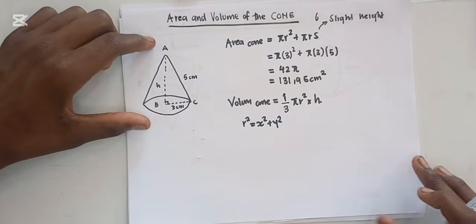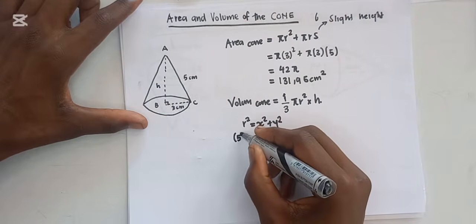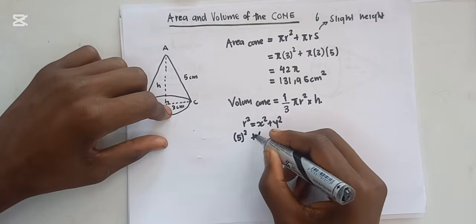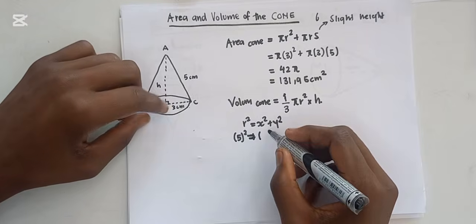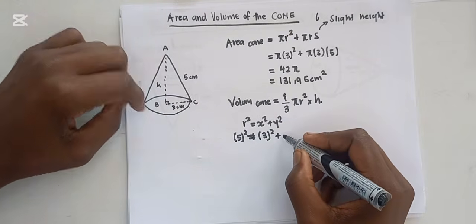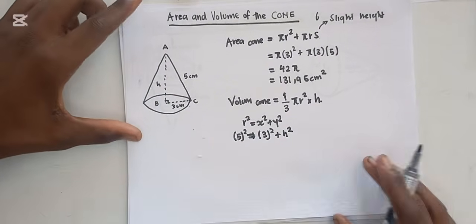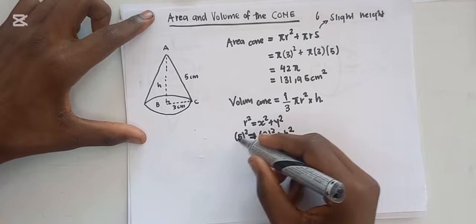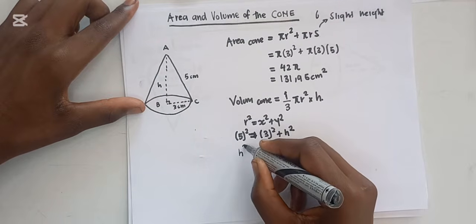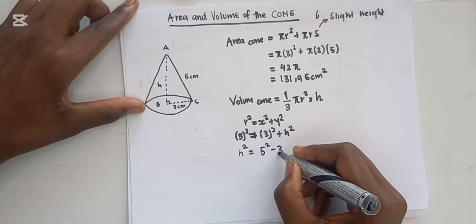So this is the theorem of Pythagoras. I hope by now you know this kind of theorem. So here we're going to have the 5, which is the slant height, squared, which is equal to 3 squared plus our y, which is going to be our h squared. So this is the height that we're looking for. Perfect. I'm going to be a little bit fast here, I want to save time. So h squared is equal to 5 squared minus 3 squared.